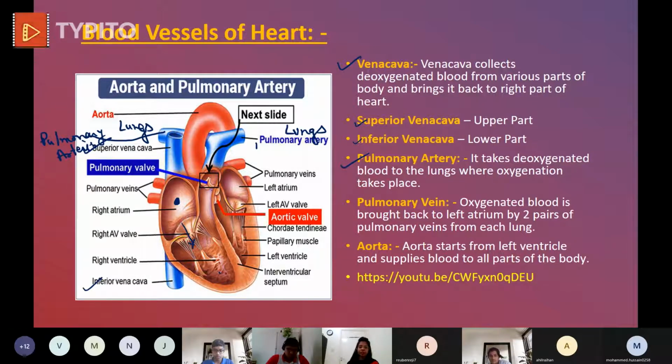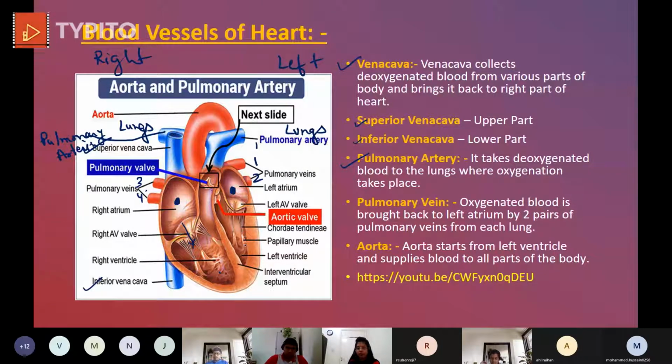After oxygenation, oxygenated blood will come to the left atrium. This is done by 4 pulmonary veins. 1, 2, 3 and 4 pulmonary veins. Okay, 4 pulmonary veins will bring that oxygenated blood to the left atrium. Correct? So these are the 4 pulmonary veins. Two are coming from the right lung, and another two are coming from the left lung. So pulmonary veins are giving the oxygenated blood to the left atrium.